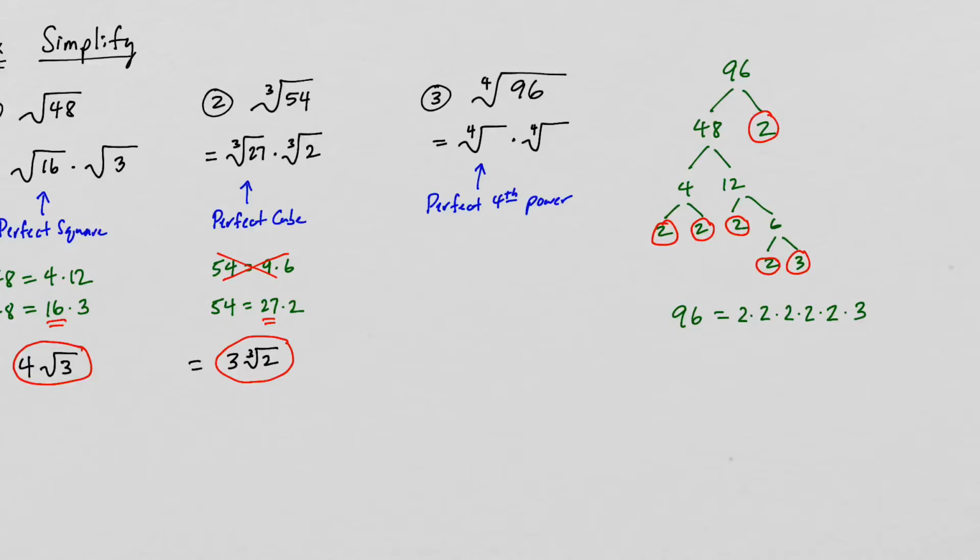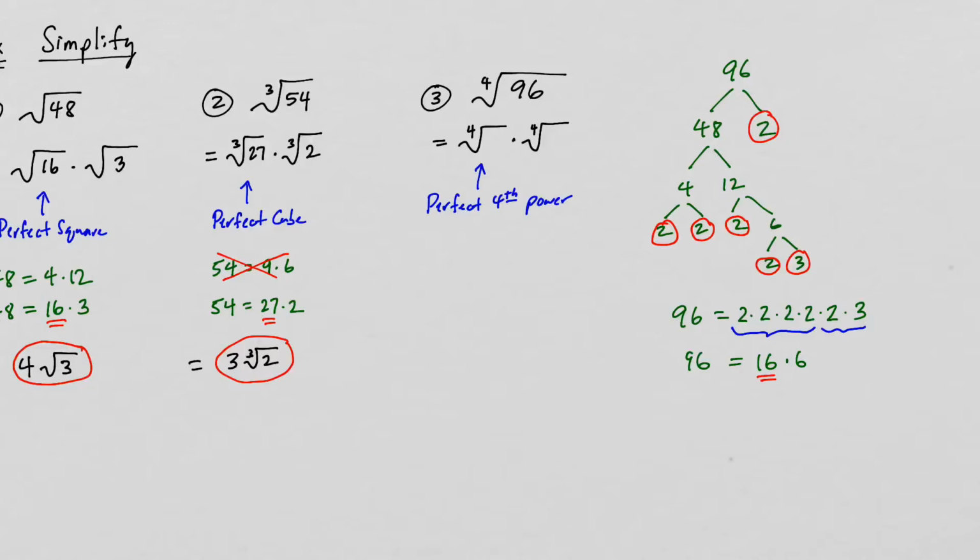Now, we're looking for a perfect fourth power. So right here, when you multiply four 2's together, that gives you a perfect fourth power. That is 16. And then what is left over there, 2 times 3, that's 6. And so the factorization of 96 that works for us is 16 times 6. And again, it's because 16 is a perfect fourth power.